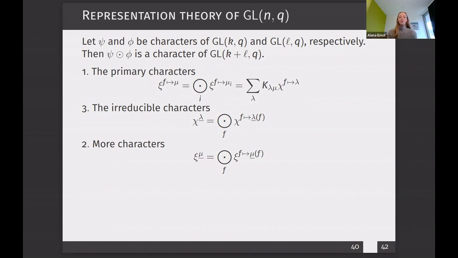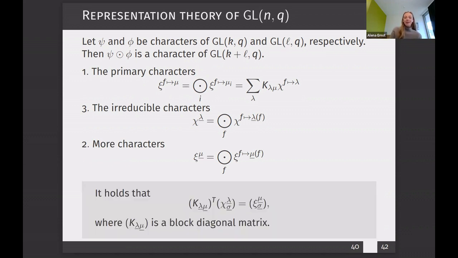Now the nice property of these characters is basically that the following holds. We have again a matrix product, so this is again the matrix notation, and the matrix from the slide before on the left-hand side is a block diagonal matrix, which comes from Kostka numbers. Then we have our irreducible characters, and they are equal to these xi's that can be, as I just mentioned, constructed. So this was the comment on the representation theory of the finite general linear group.